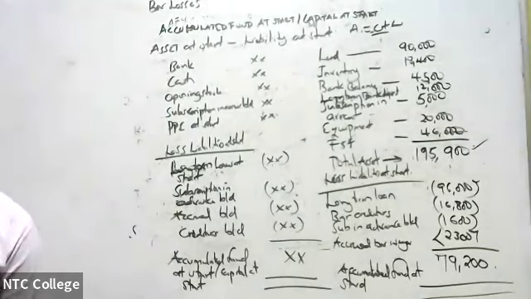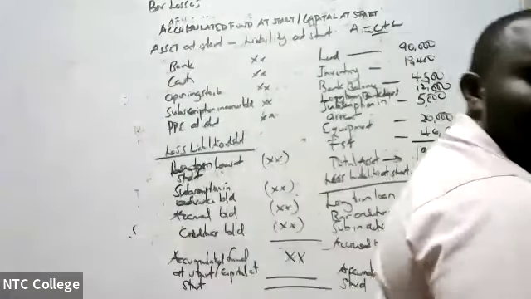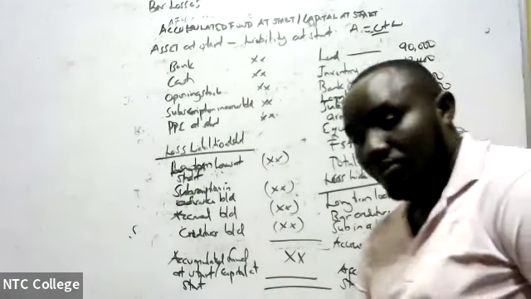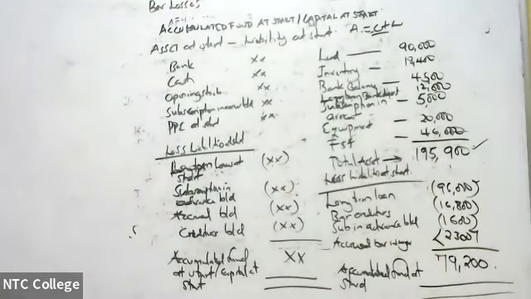Copy that. And I hope it's neat. See, your work is neat. It's very neat there. You just copy the format. Accumulated fund at start, so that is 79,200. Copy that, then you let me know. Once you copy that, we'll do the last part of it.